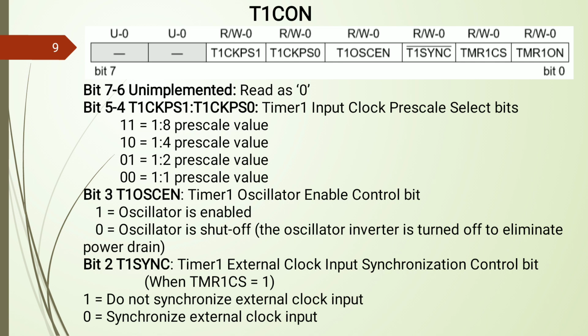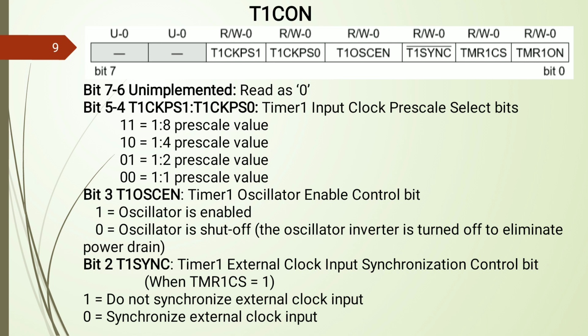If it is an externally connected clock signal, then it is necessary to synchronize the signal, otherwise it is not required. So if it is 0, then synchronize the external clock. As it is an active low signal, 0 recognizes synchronization, and if it is 1, do not synchronize the external clock signal.